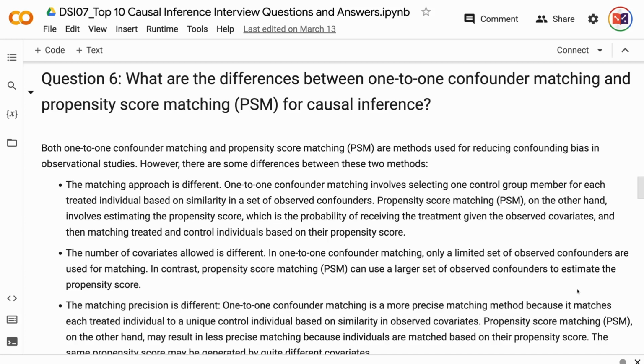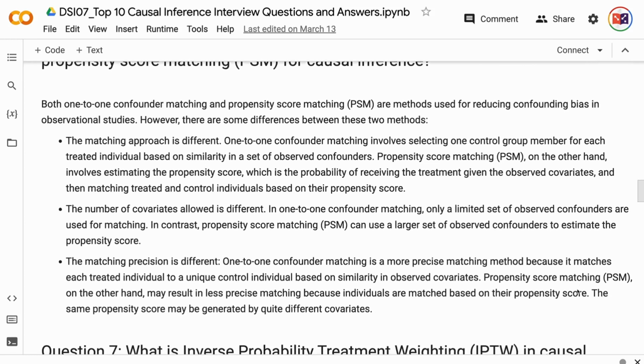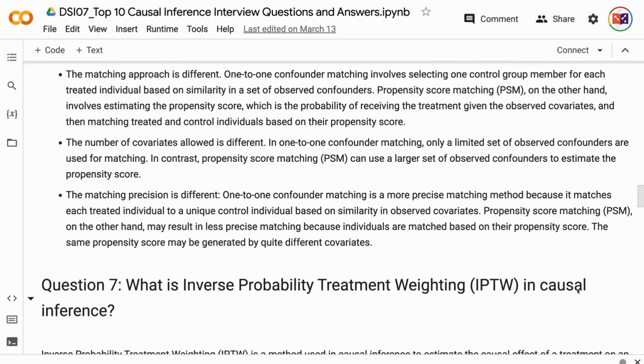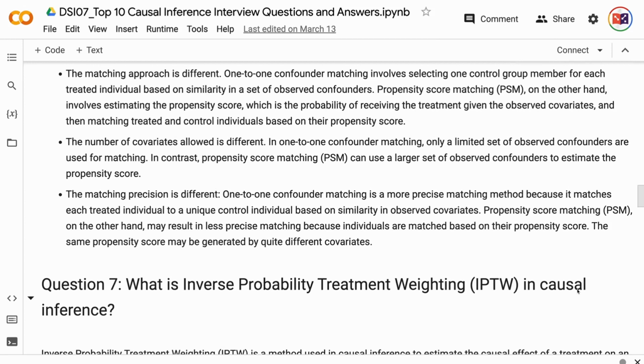The number of covariates allowed is different. In one-to-one confounder matching, only a limited set of observed confounders are used for matching. In contrast, propensity score matching can use a larger set of observed confounders to estimate the propensity score.